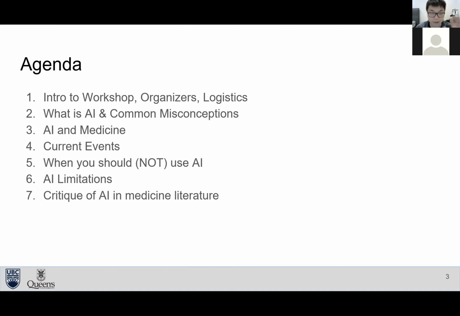The agenda we have today: there's some boring intro stuff we'll go through. I'll go over some common AI misconceptions, translating some examples of AI in medicine. There are some current events that we might talk about, and then Prash has put together a few slides to discuss when we should not use AI and the limitations of AI, and we'll look at some examples in literature. And then if we have time, we'll move over to the technical data science section, which I think is quite important for medical students to understand. It doesn't take a lot of math background to understand either.